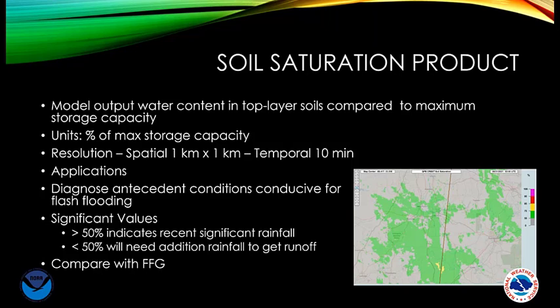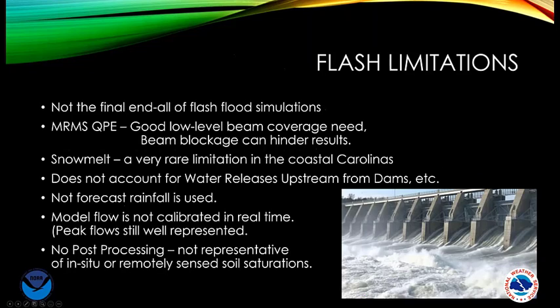What they have found is, if you see values less than 50%, you will need additional rainfall to get some runoff. If it's greater than 50%, this area has already seen some significant rainfall, and you can do this in different time periods. And you can also compare this with what's in the flash flood guidance.